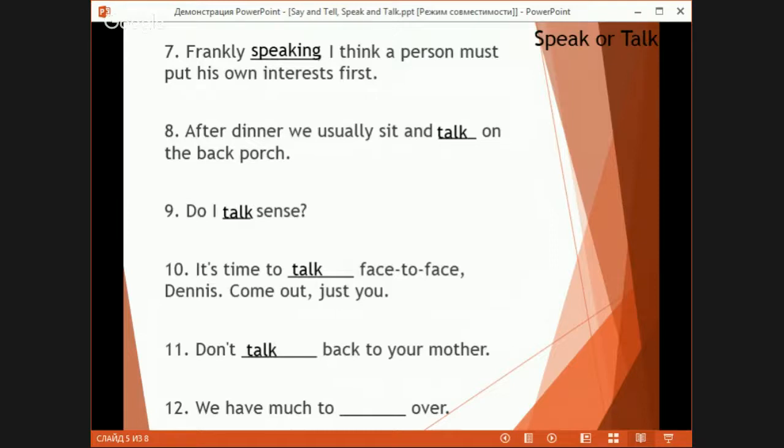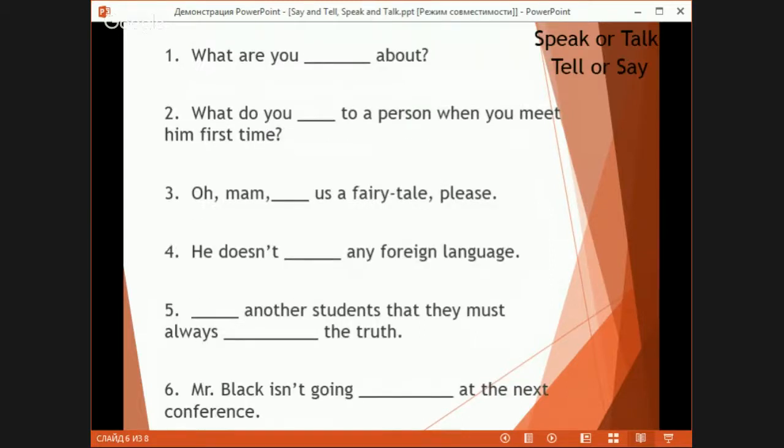This is when you say some bad words to the person who you are talking to. And we have much to talk over. Also a phrasal verb, meaning to discuss. Now you have to make the choice of four words: speak or talk, tell or say. Please think for a while.